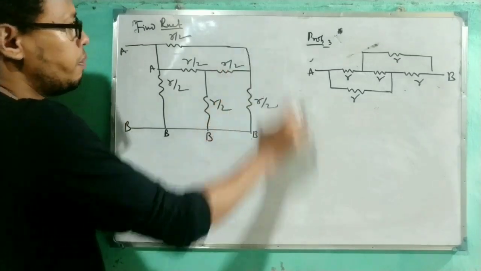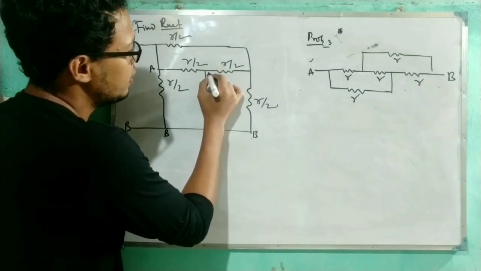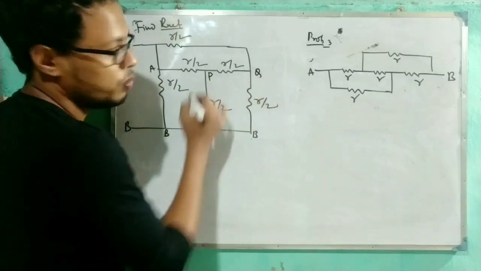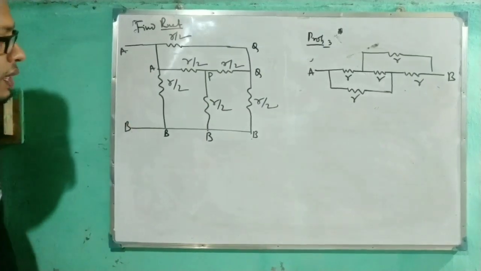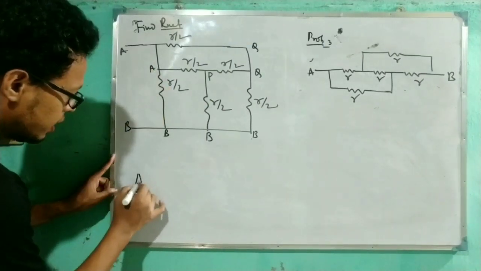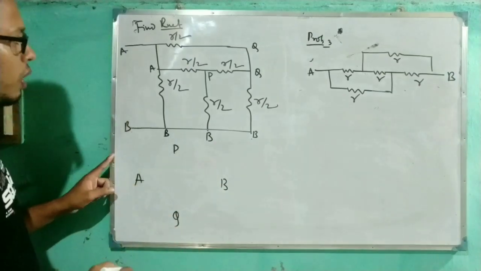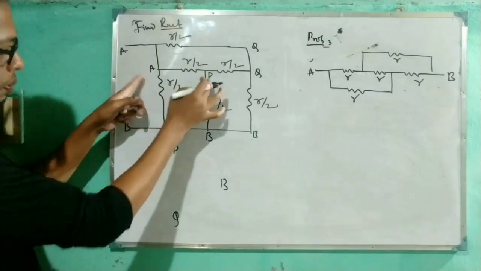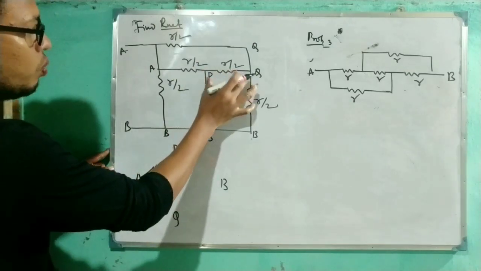The same case will happen over here. So I am considering this point as P and this point as Q, and this will be Q also. Now draw the simplified circuit over here. So we are getting A, B and P, Q. Now look, this R by 2 is connected between A and P, and this R by 2 between P and Q.